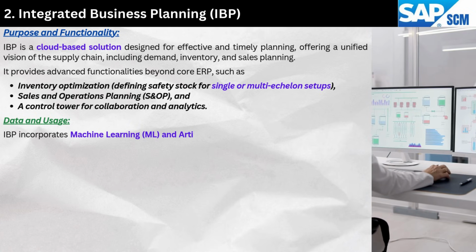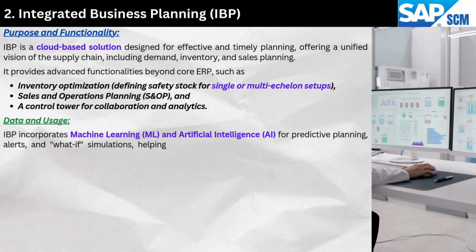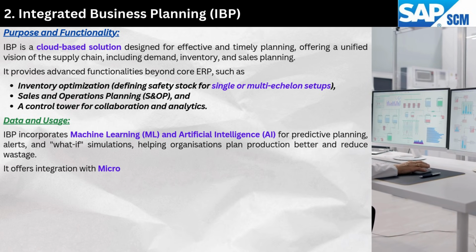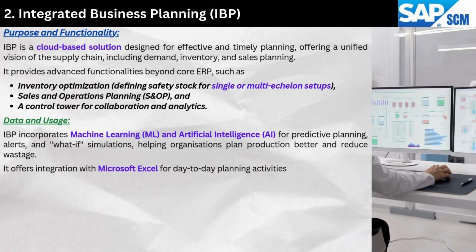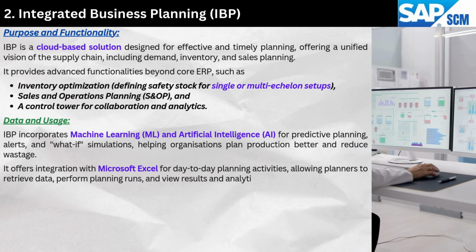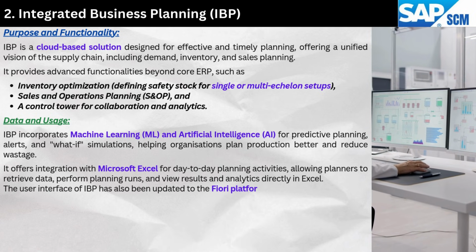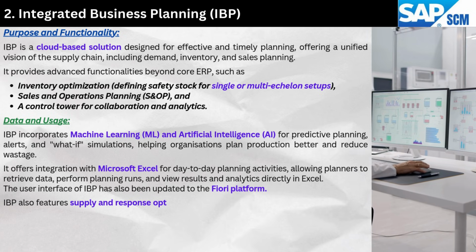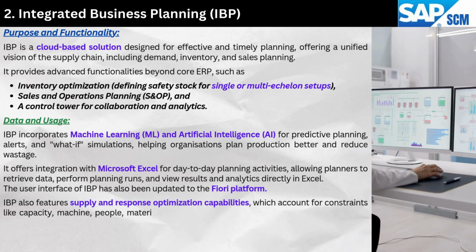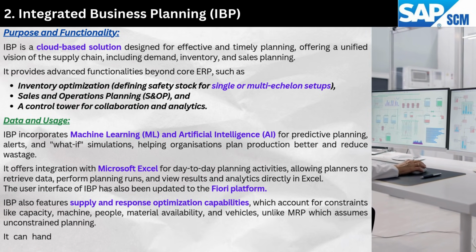Data and usage. IBP incorporates machine learning, ML, and artificial intelligence, AI, for predictive planning, alerts, and what-if simulations, helping organizations plan production better and reduce wastage. It offers integration with Microsoft Excel for day-to-day planning activities, allowing planners to retrieve data, perform planning runs, and view results and analytics directly in Excel. The user interface of IBP has also been updated to the Fiori platform. IBP also features supply and response optimization capabilities, which account for constraints like capacity, machine, people, material availability, and vehicles, unlike MRP, which assumes unconstrained planning.